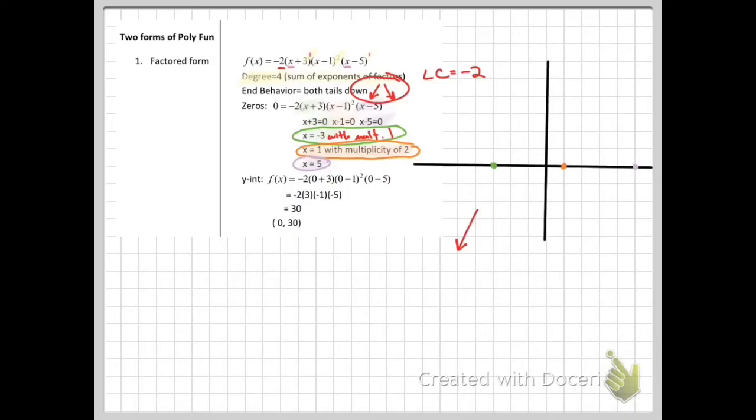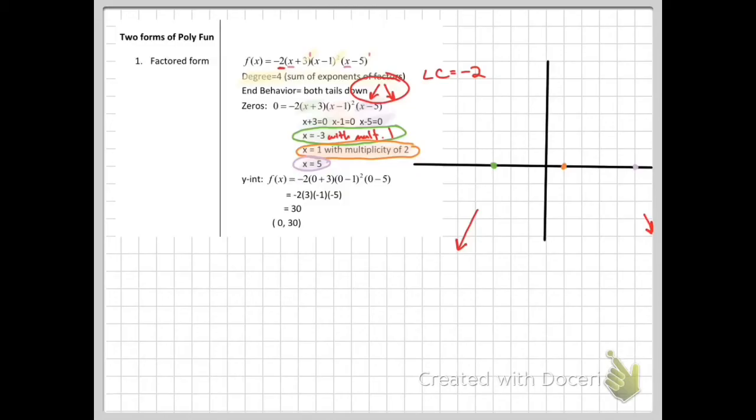And then it only goes to the right to the light purple arrow. So my right arrow must be down over here. And now I'm going to fill in the middle. You cannot touch the x-axis anywhere other than those 3 dots we graphed.